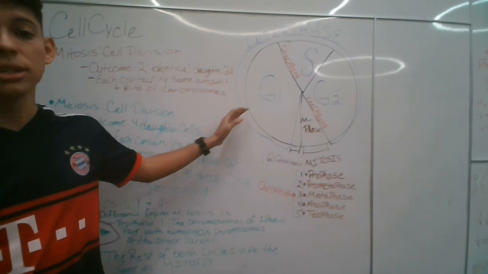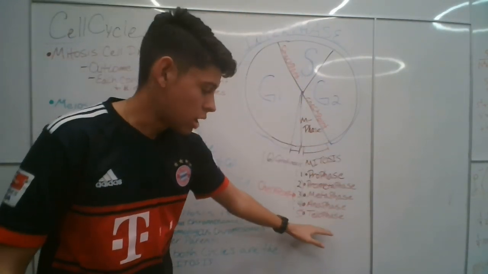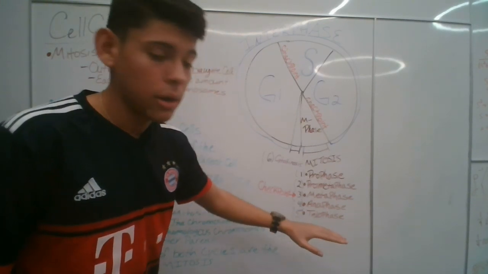In meiosis, the cell has to go through interphase all over again, and it has to go to cytokinesis and all the five M phase steps.